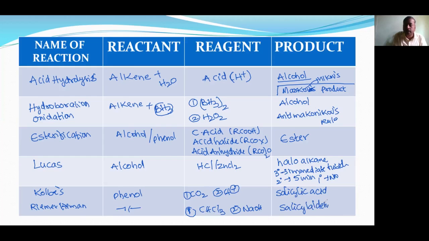Salicylaldehyde. So this is the summary of today's naming reactions of alcohols and phenols.